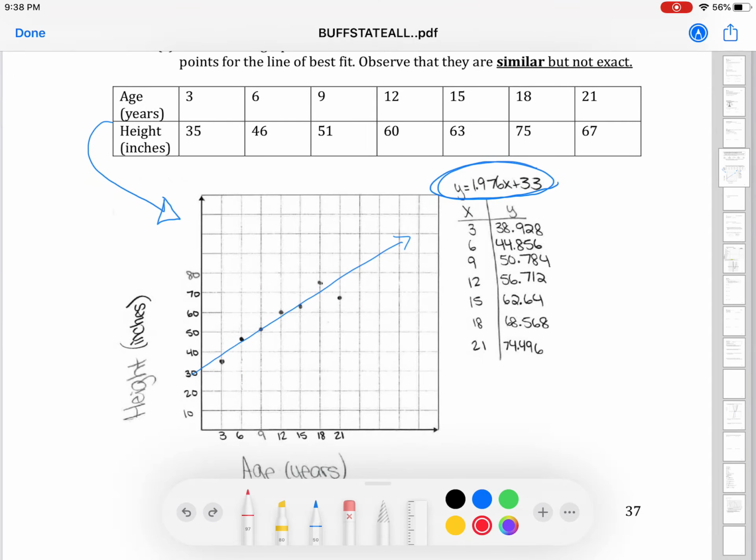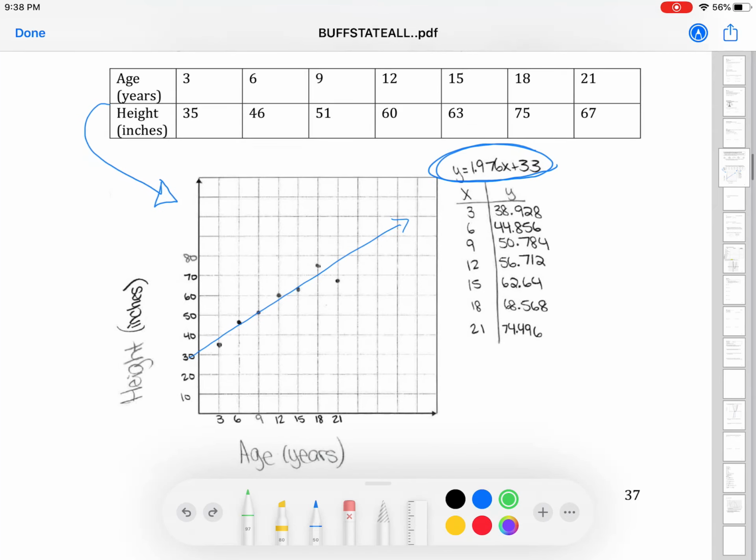Okay. Now, these are the actual data points from the table. So a 3-year-old that they studied is 35 inches tall. A 21-year-old is 67 inches tall. Okay, I'm going to draw your attention to one specific point. Let's focus on, let's do this one. 18.75 is this point right here. See how that point is not on your line of best fit, but it's just part of the scatter plot.